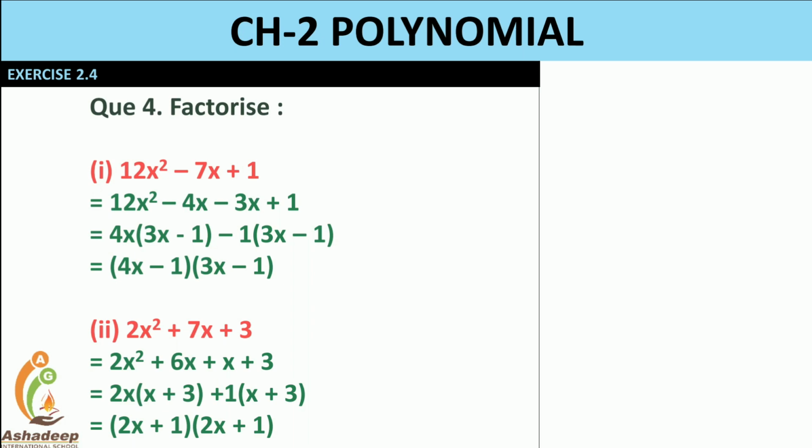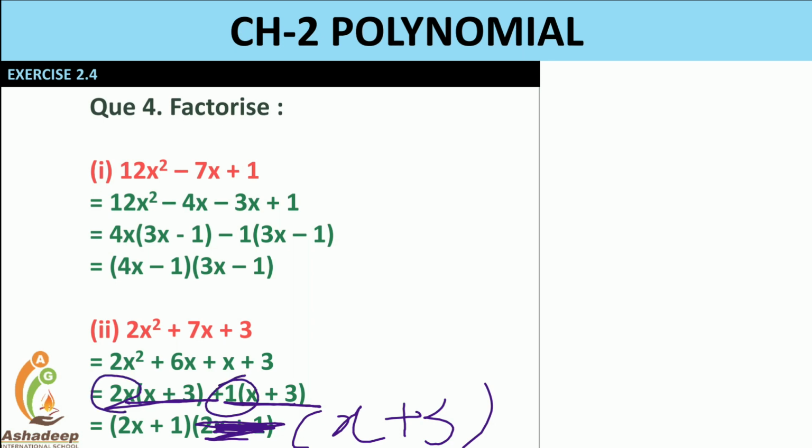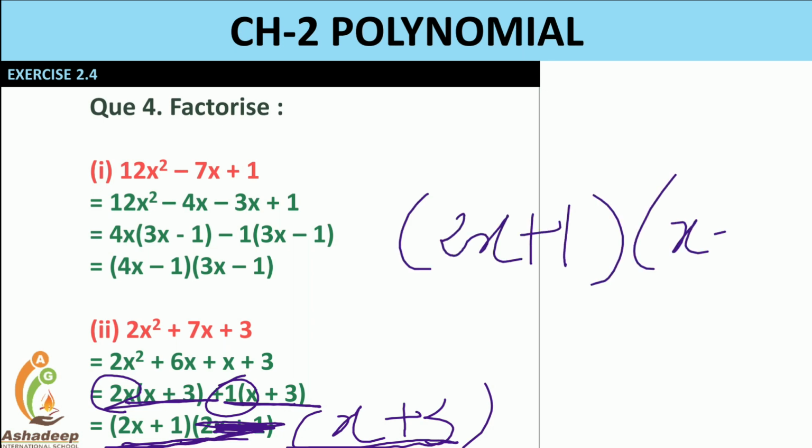Okay? So out of these two terms, what is common? x plus 3 is common. So here I have to write down x plus 3. And what is remaining is 2x plus 1. So here 2x plus 1. So what is the answer? The answer is (2x plus 1) into (x plus 3). So this is the answer.